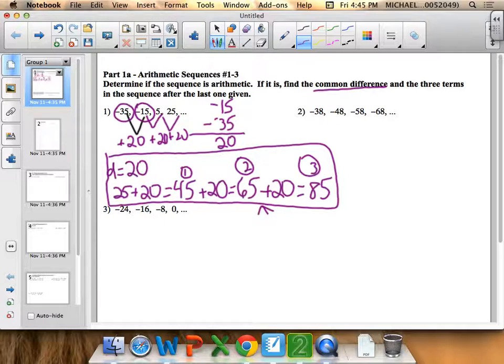Number 2 and 3, you need to find the common difference first, and then tell me the next 3 terms. Now, it can be subtraction. Number 3 looks like it might be not addition.